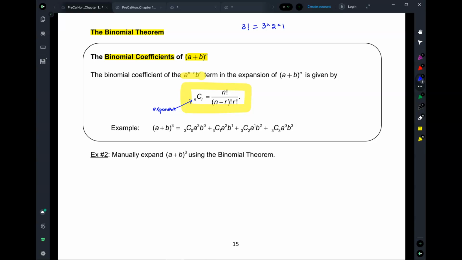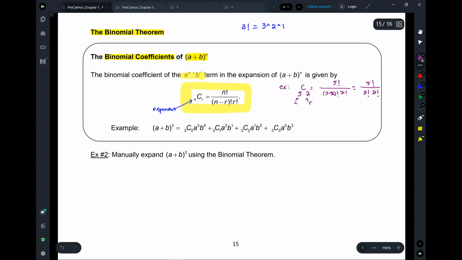So for example, if I had C(5, 2), this is n, this is r. It would be n factorial, 5 factorial, over, what's 5 minus 2? 3 factorial, times the other number factorial. So the first one factorial over the difference factorial times the second one factorial. Wow, that's more factorial.